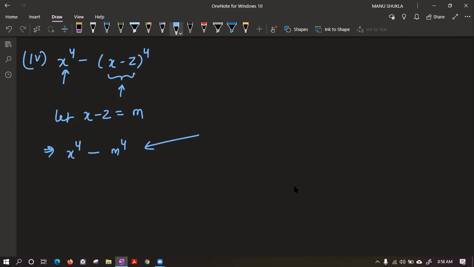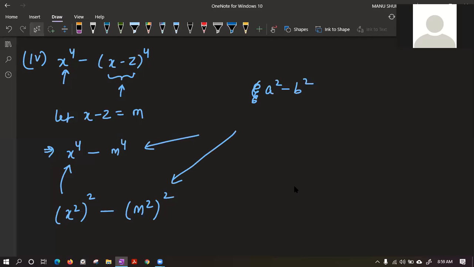Now nothing is coming to my mind because I have not studied any formula of this type. Srishti, I have not studied any formula of this type, Rudra. So what we can do is, we can think of this formula, a square minus b square. But this is power 4, so we should try to make it power 2. We can write this as x square square minus m square square. Rudra, is that okay? We can do like that. Saurabh, what I have done is, I have replaced x minus z with m to make it simple.